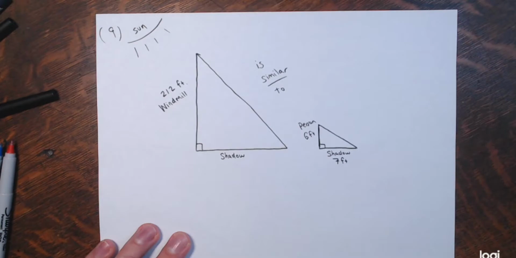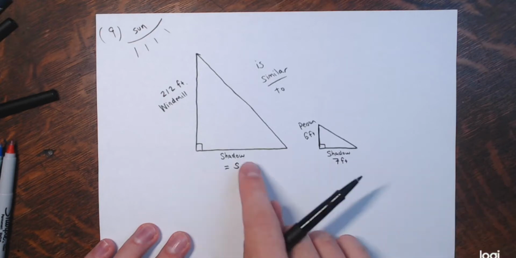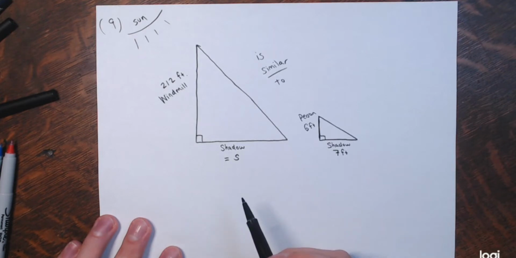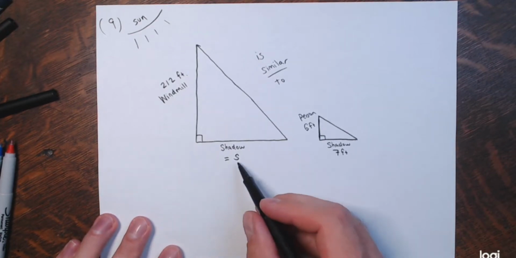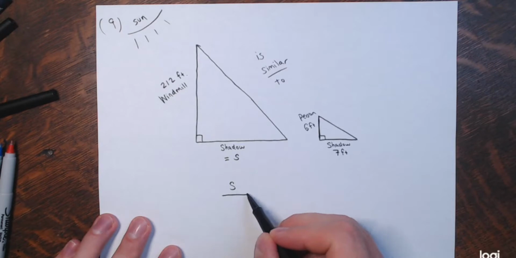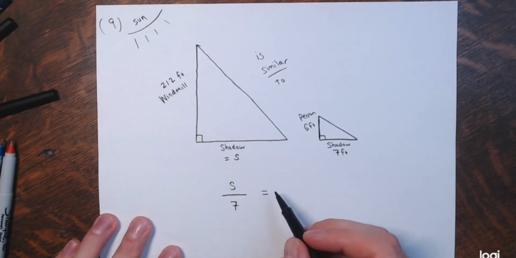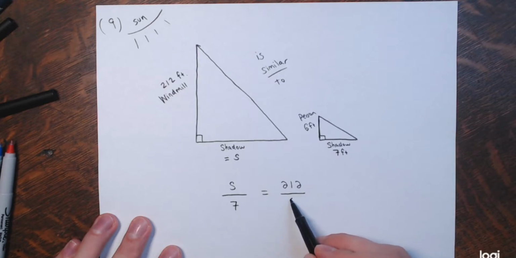All right. And the question is, how long is the windmill shadow? So I'm going to call this S for shadow, the windmill shadow over here. And we set up the proportion: the ratios of corresponding sides should be equal in similar figures. So S in the big triangle divided by the 7 feet, the shadow in the small triangle, should be equal to the ratio of the windmill's height to the person's height, 212 feet to the 6 feet.